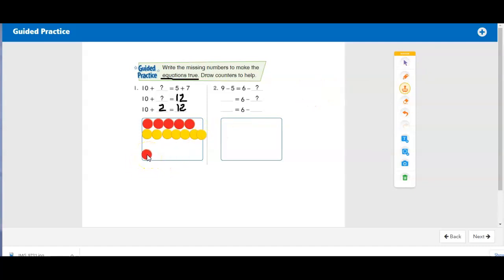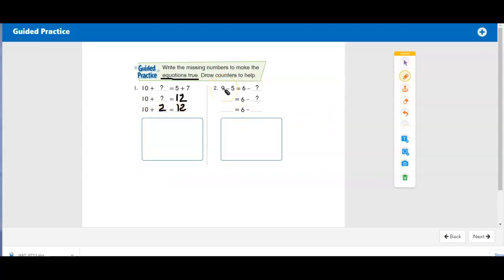Then you could make your 10 red counters. 5, 6, 7, 8, 9, 10. And count on till you get to 12. So you have 10, 11, 12. Now you have found what 10 plus 2 would be.